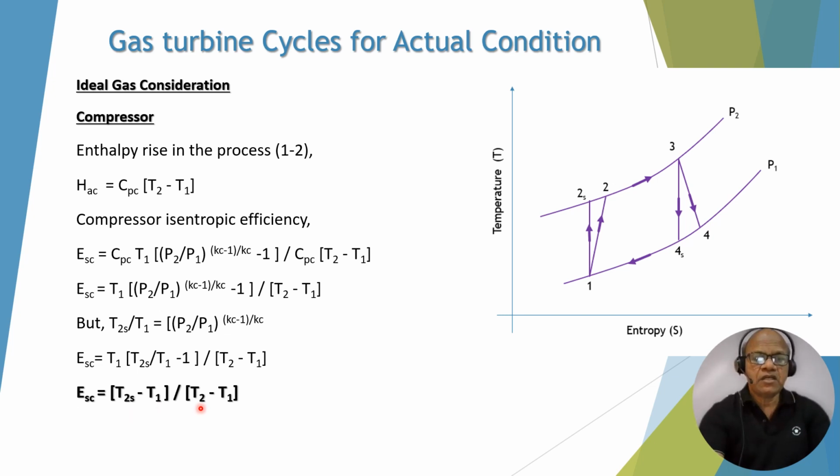So this is one expression for isentropic efficiency of compressor. You can also use this expression. So for temperature form, this is the expression.